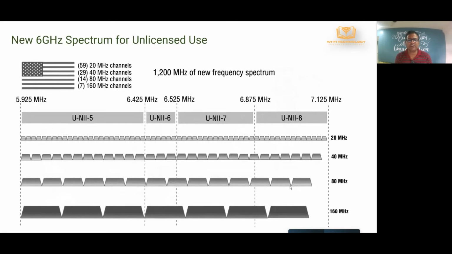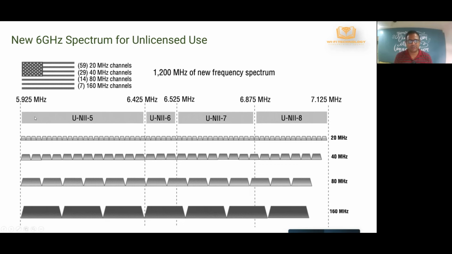So if you take this 1200 megahertz wide frequency range, let's go into a little more detail of where the spectrum is allocated. It's allocated between 5.9 and 7.1 GHz, which gives you about 1200 megahertz. So 5.9 gigahertz to 7.1 gigahertz.